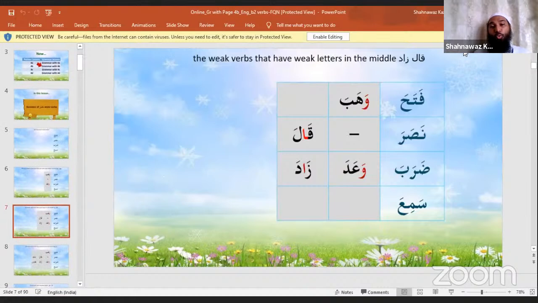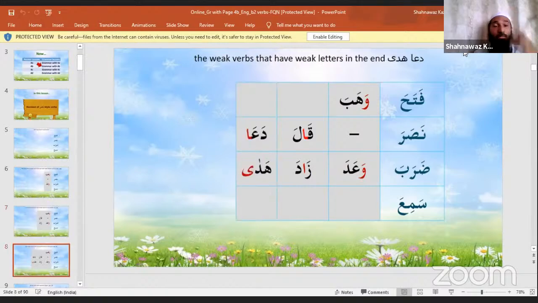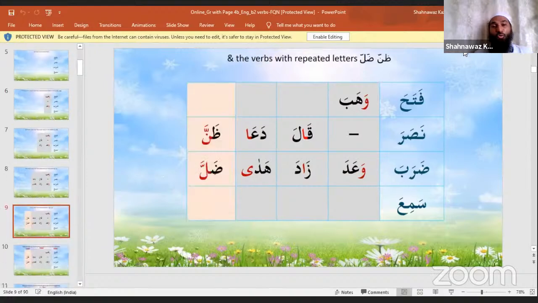Qala, Yaqulu, order was Qul. Zada, Yazidu, order was Zid. Da'a, Yad'u, and Ud'u is the order of that. Hada, Yahdi, Ihdi. Dhanna, Yadhunnu, Dhunna was the order. Dalla, Yadillu, Dilla. Right, so that was the order.